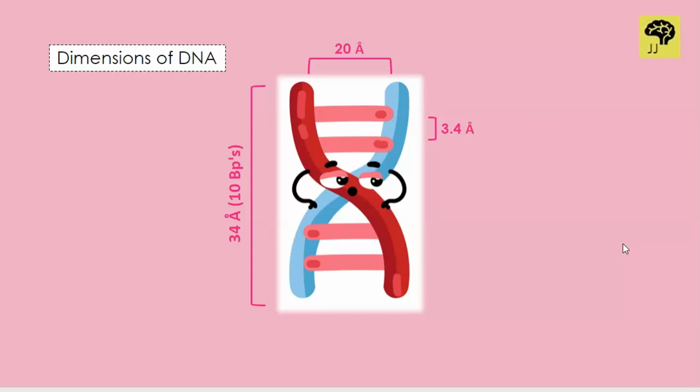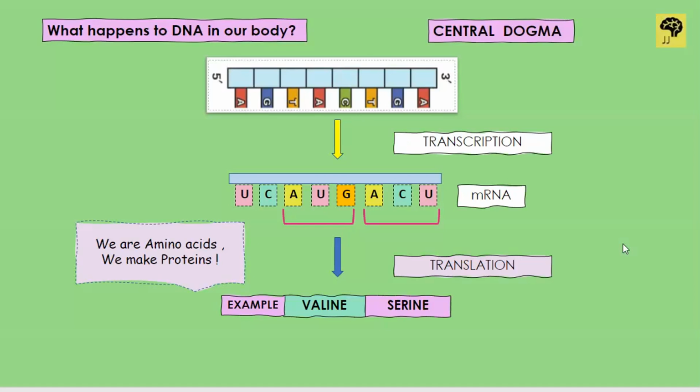Now the last question is: what happens to the DNA in our body? According to the central dogma principle, this is a DNA. It is actually double stranded, but for transcription we have to consider a single strand right now. It base pairs complementarily with the RNA. So here a DNA is base pairing to form an RNA. A base pairs with U, because in RNA of course uracil is present and not thymine.